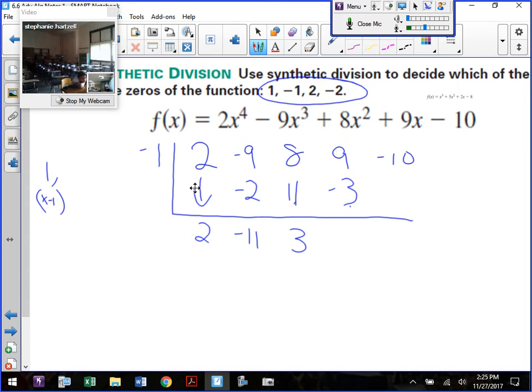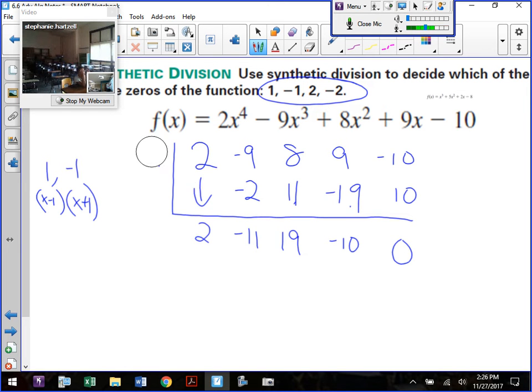Oh, did I screw something up? No. Yes, I did. I subtracted. That's 19. Hey, negative 1 is a 0, which means its term is x plus 1. And guess what we do now? Again! Add a 2.